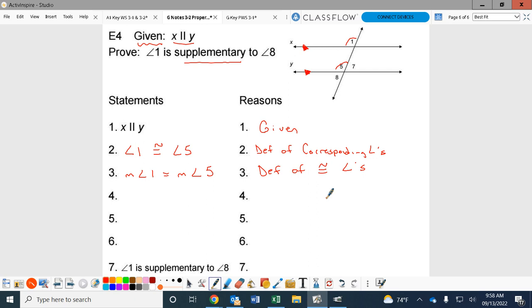Now guys, what do you know about 5 and 8? Look at 5 and 8. We got 1 connected to 8, and we got 1 connected to 5. Now how is 5 connected to 8? 5 and 8 make a what together? A straight line, which means they add up to how much? 180, which makes them what to each other? Supplementary. So I can say that angle 5 and angle 8 are supplementary.